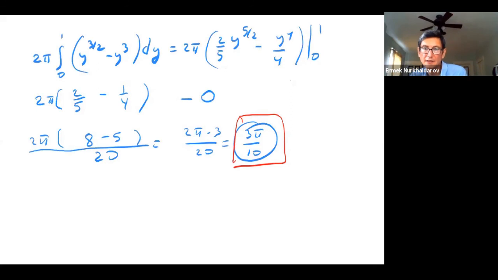And that's exactly the same answer as we got earlier for volume by shells, 3 pi over 10. So if you do calculations correctly, both ways, we should be able to get the same answer.